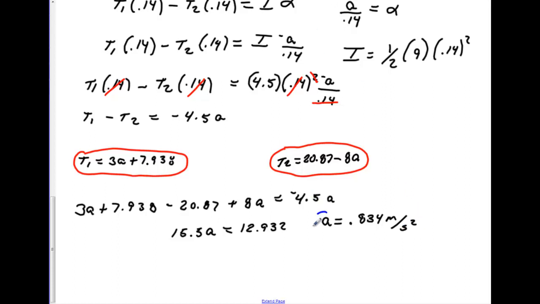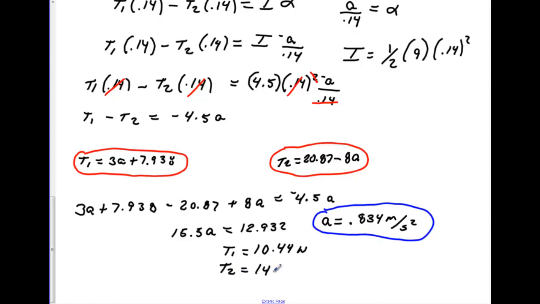Alright, so now we have the acceleration, and now the whole problem just falls apart because all I have to do is take this acceleration, put it into here, calculate what T1 is going to be, and when I do that I will get T1 is equal to 10.44 newtons. Take the acceleration, put it back into here, you will get T2 is equal to 14.198 newtons. And that's the solution to the problem.